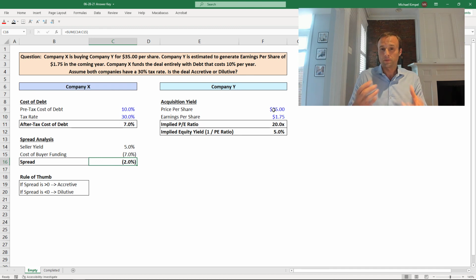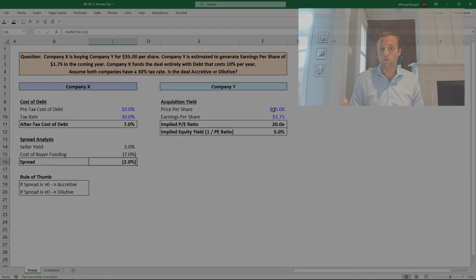So in short, this is a bit of a twist on a traditional accretion dilution question, and what we're really looking at here is, what's the yield that I'm generating relative to my cost of funding? So once again, there's a bunch of nuance you could throw in here to make this a little bit more complicated, but this is a common interview question, so I just wanted to show you how to tackle this, so hopefully it makes a little bit more sense now.